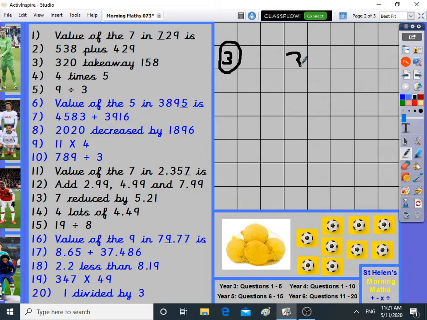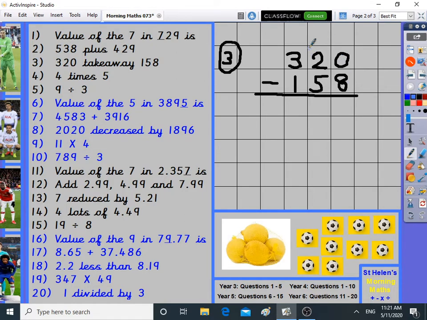320 take away, which is this sign, the minus sign. 320 take away 158. 0 take away 8 you can't do. If you've got no sweets, you can't give your friend 8. So you need to borrow.